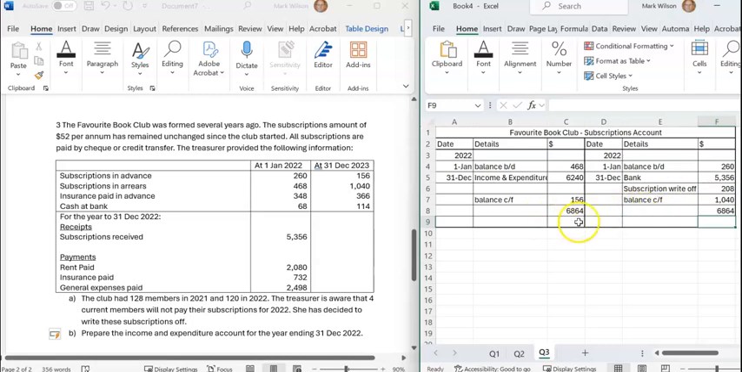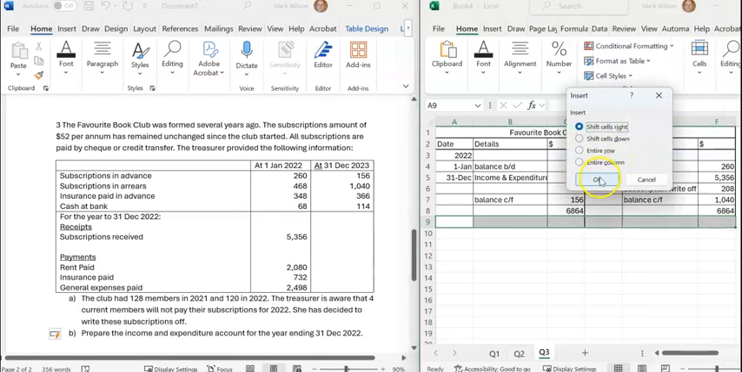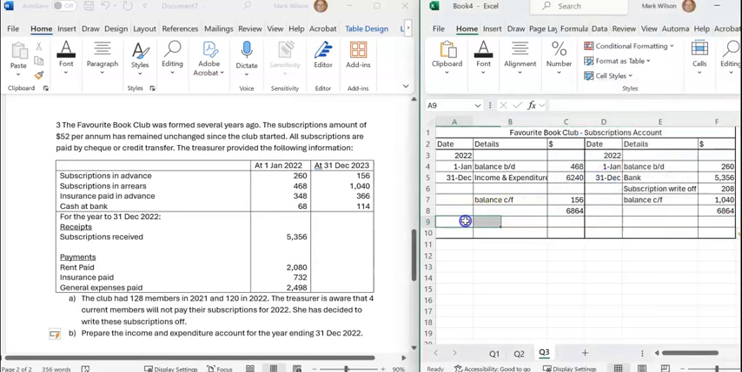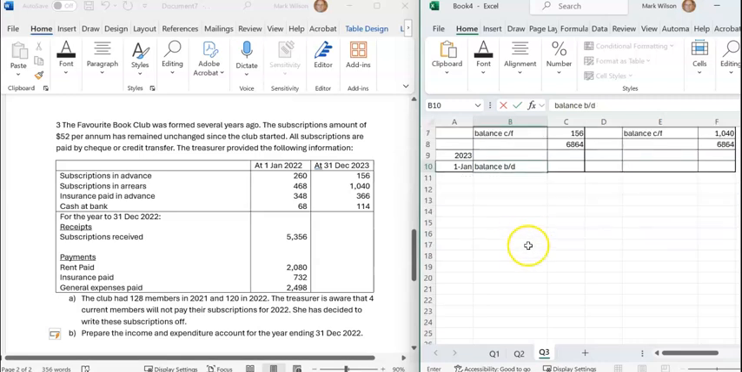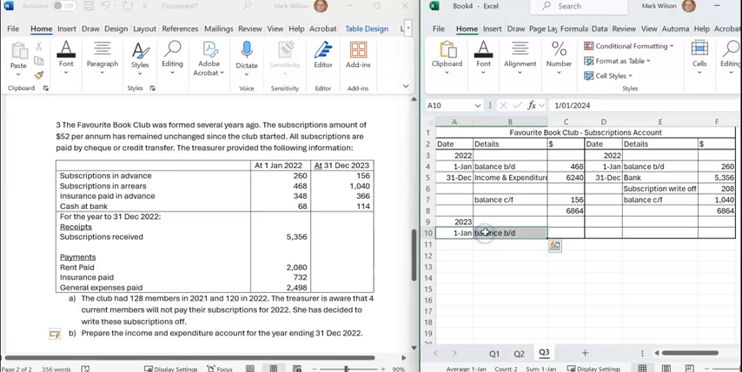Yay, they do. And then the last thing, make sure you put the year on here. So we've got 2023 and the 1st of Jan. And we're just going to put that balance BD. And remember they go across here. So this one here, and that one there. Awesome. And on to question B.